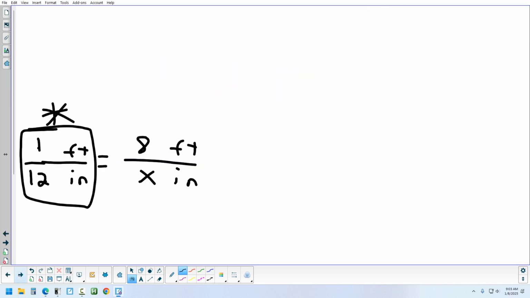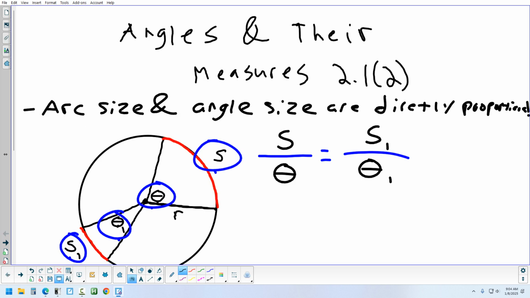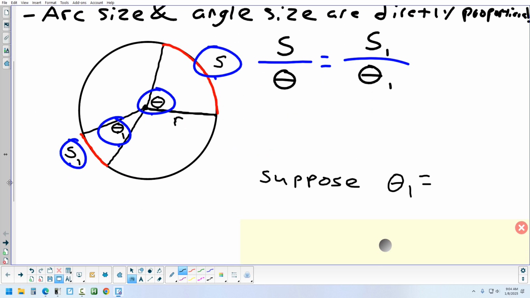Now, just because I put 1 foot and 12 inches here, does that limit what number I could put on that side? No. That's just a true fact. I could put an 8 here, I could put a 10, I could put a 13, I could put a 14.7. This is just a fact that we know is kind of our starting point. You can still put anything you want on the other side once you have your starting point. Right. So this is going to be our starting point.